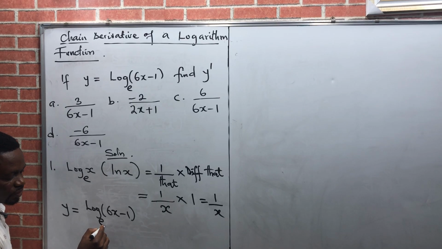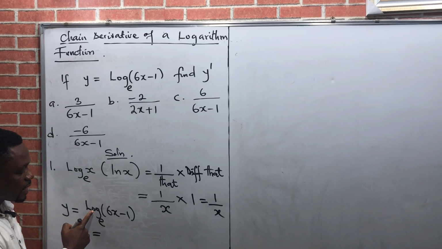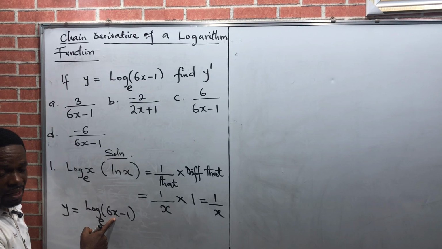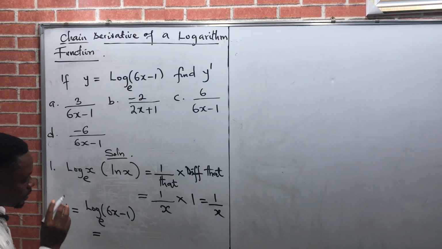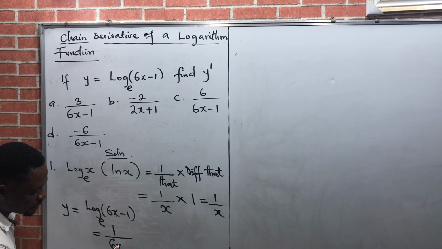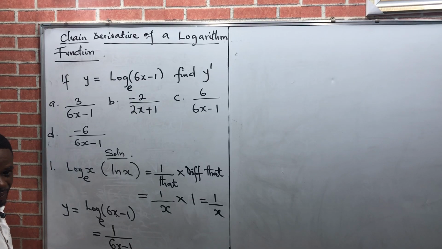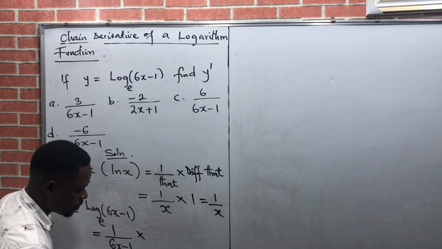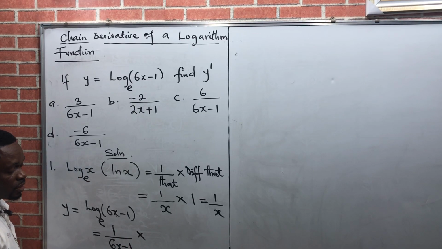Exponential. Let us differentiate it now. Remember, I told you before, another name for it is ln of 6x minus 1. Now, since there is log, we said it is 1 over that. And what is that? That is 6x minus 1. Are you there now? Then I will multiply.